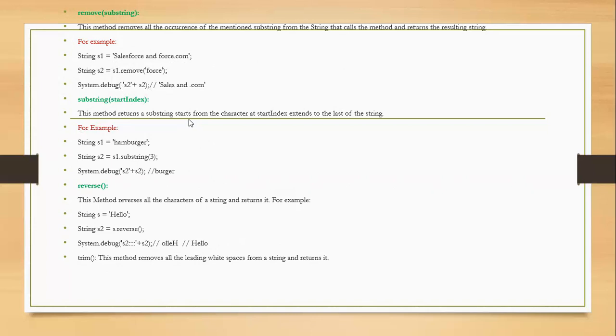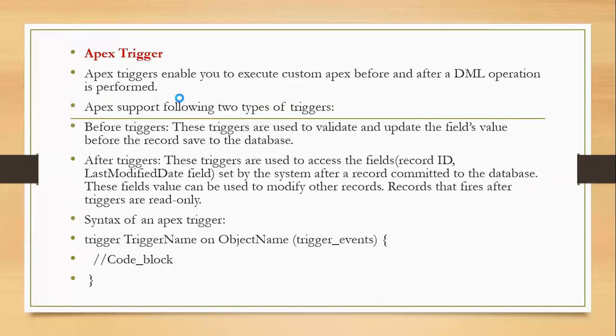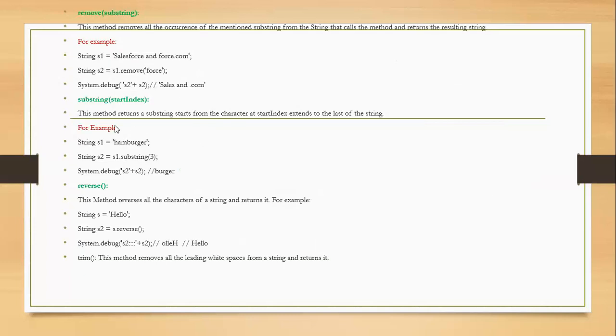Next, substring with start index. This method returns the substring that begins with the character at the start index and extends to the end of the string. For example, string s1 is equal to 'hamburger', string s2 is equal to s1.substring(3), System.debug(s2) gives 'burger'.